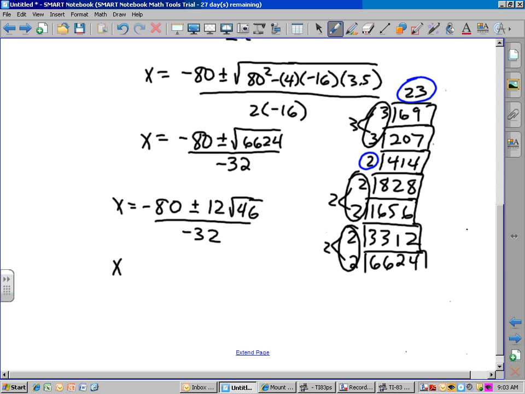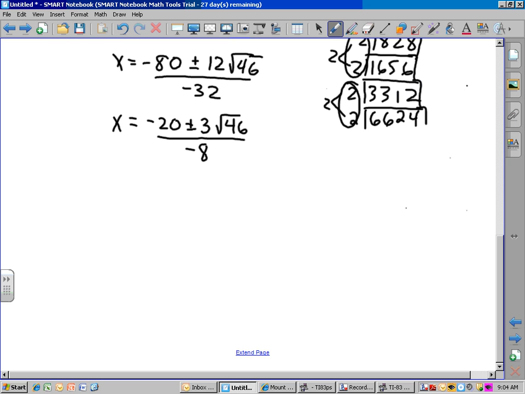Okay. Now that we've reduced the radical, we're done. We're not going to look at that anymore. Now we're simply going to look at the numbers that are left. We have an 80, a 12, and a negative 32. The square root of 46 we do not touch anymore. So 80, 12, and 32. Can we reduce that? What will go into all of those? How about 4? So negative 20, 3, again the square root of 46 is untouched, and negative 8.